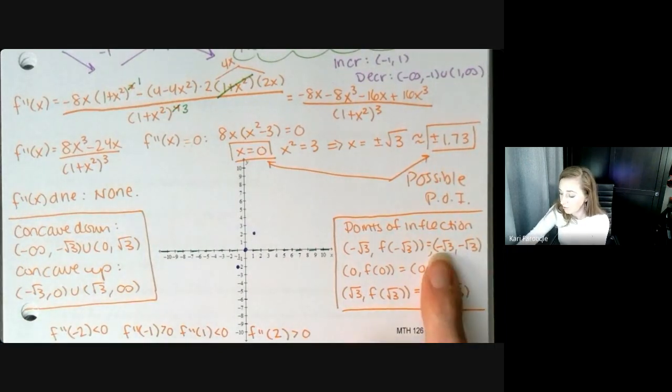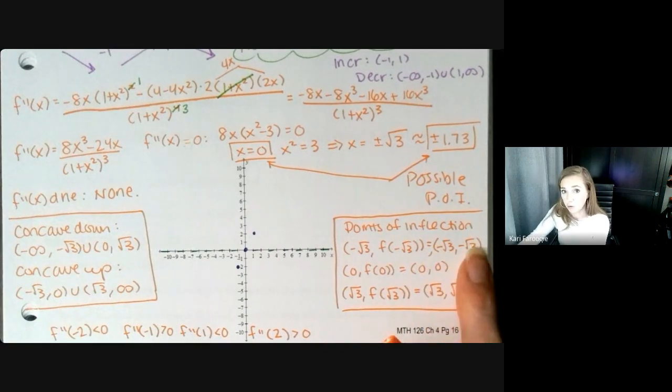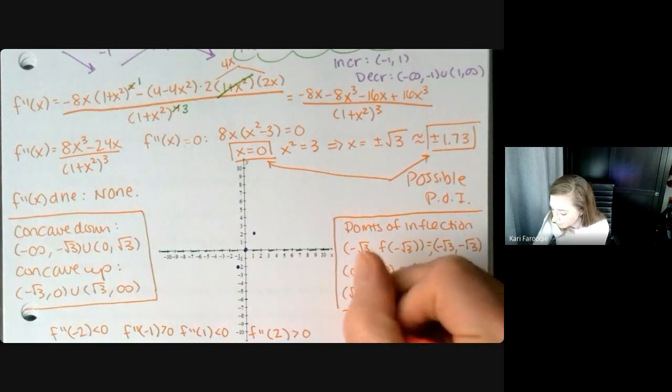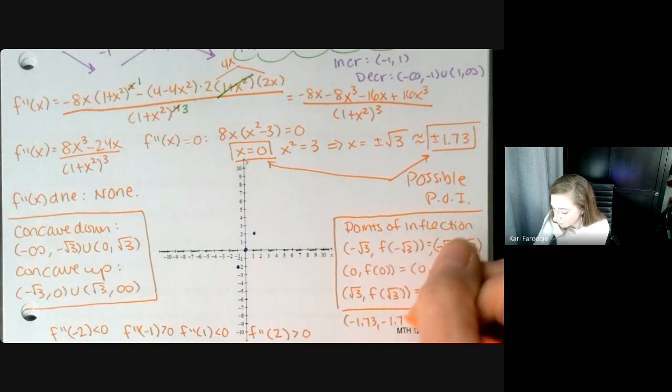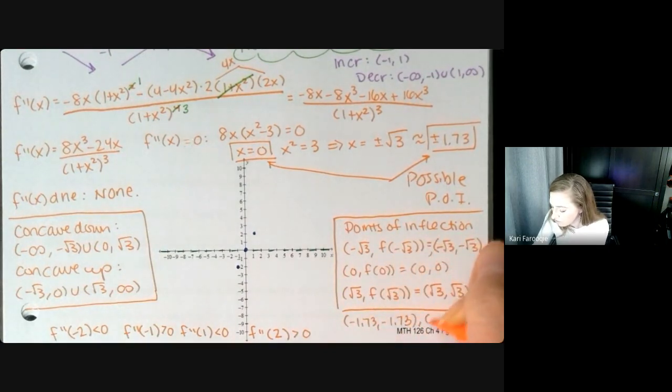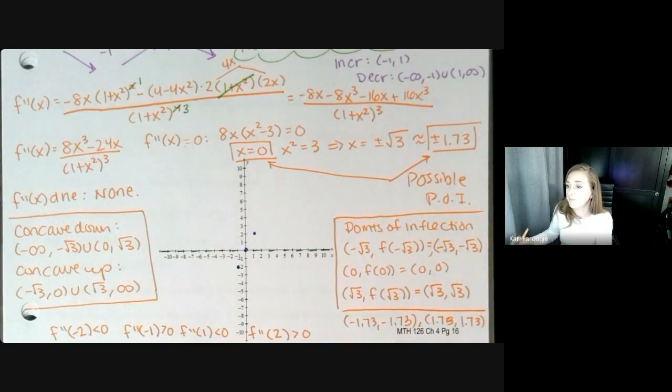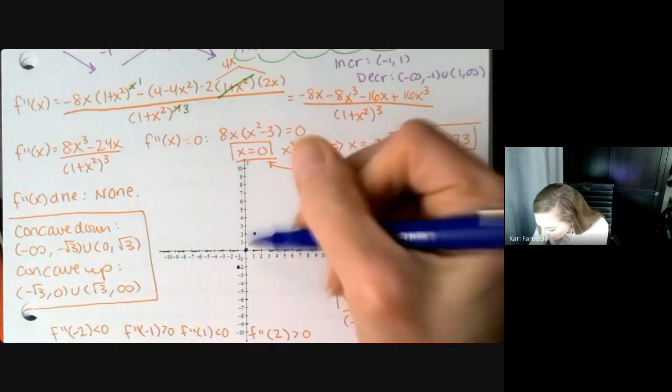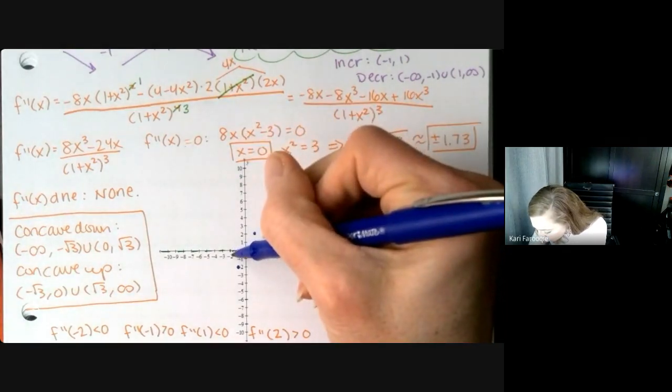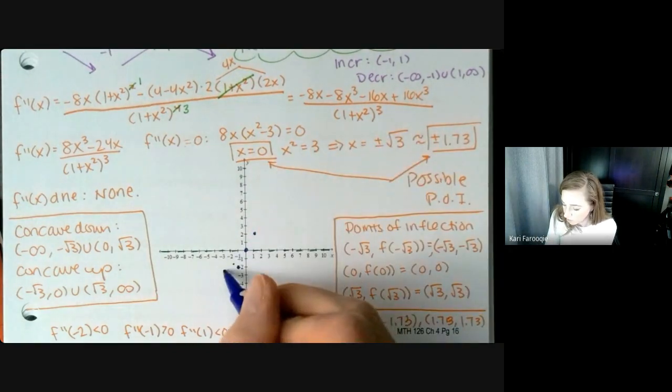This is going to be negative 1.73, negative 1.73. And the other one will be positive 1.73, positive 1.73. And then, of course, 0, 0 is going to represent a point of inflection. So I'm going to put these on the graph. I'm going to eyeball it. It's really hard to see these. So negative 1.73 is about here-ish, and negative 1.73 is about here-ish. Do the best you can. This is going to be a point of inflection.